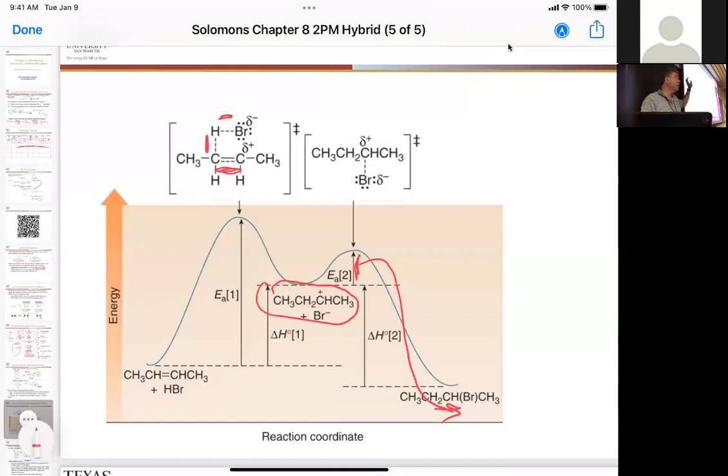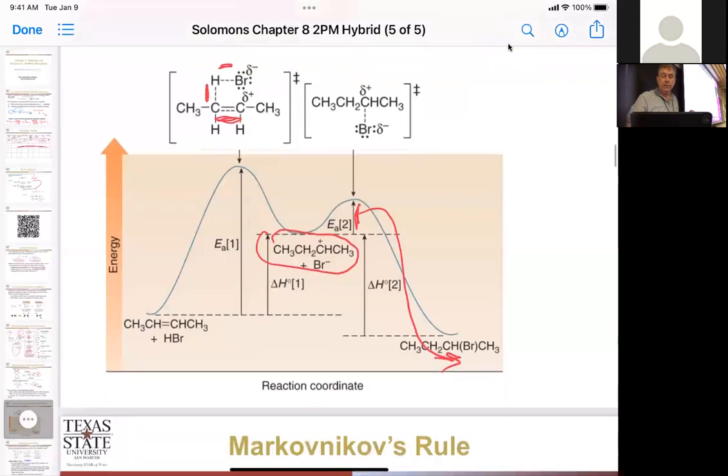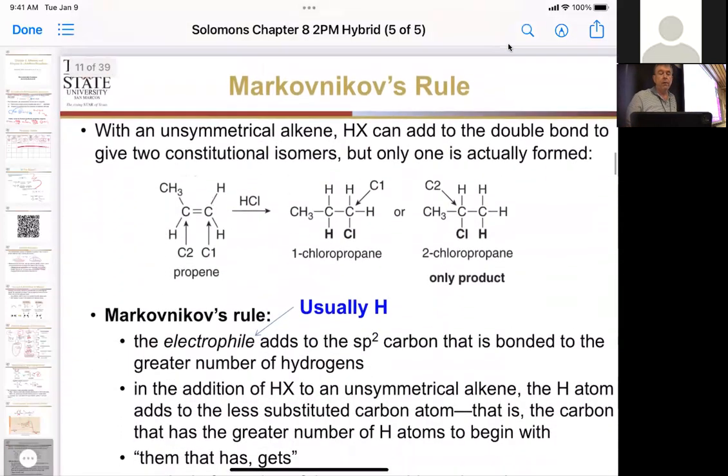So by going from a pi bond to two sigma bonds, we have an exothermic reaction. Okay. And then, any questions about that transition state or mechanism? Now, because we form a carbocation, we actually have to figure out what regioselective reaction we have here. In the case of adding an acid to an alkene, we have a rule called Markovnikov's Rule.